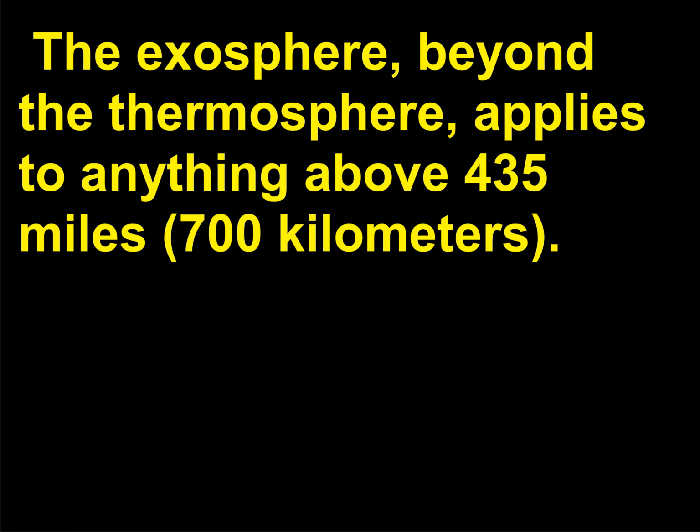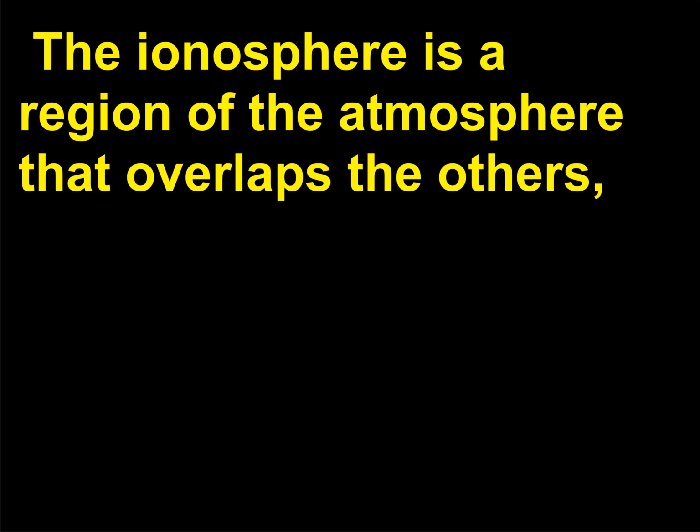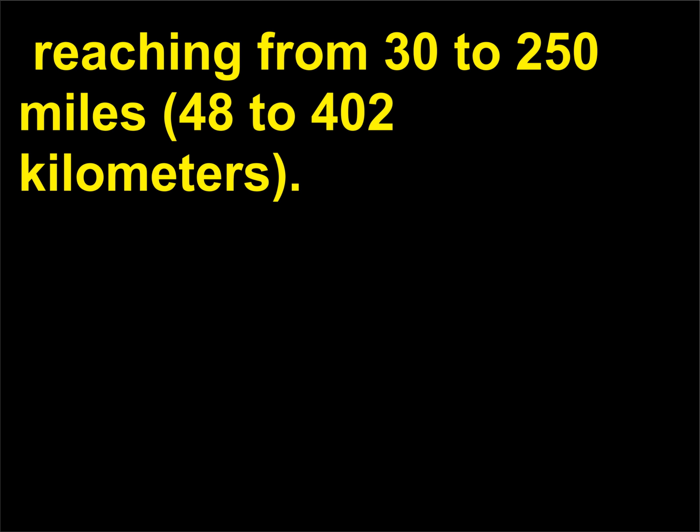The exosphere, beyond the thermosphere, applies to anything above 435 miles, 700 kilometers. In this layer, temperature no longer has any meaning. The ionosphere is a region of the atmosphere that overlaps the others, reaching from 30 to 250 miles, 48 to 402 kilometers.